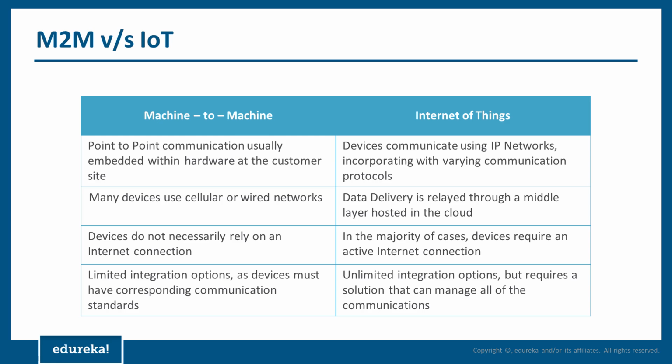With M2M, you don't need an internet connection because it's just two machines talking to each other. In most cases, IoT will require an active internet connection. Because M2M is very specific between two machines, there are limited integration options. It's specific to the types of devices connected, whereas Internet of Things follows some open standards. So there are unlimited integration options. You can integrate any type of device to any type of cloud, or create data from anywhere in the world, and then analyze it and take control. Perhaps like we see how Google uses it so nicely, Google Maps.